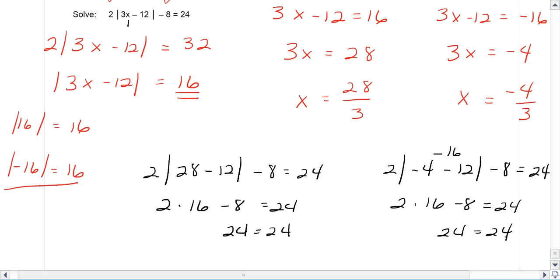So please remember on section 1.8 of your summer packet, you are looking for two answers when you have an absolute value equation. And please do check them and make sure you don't get any garbage answers.